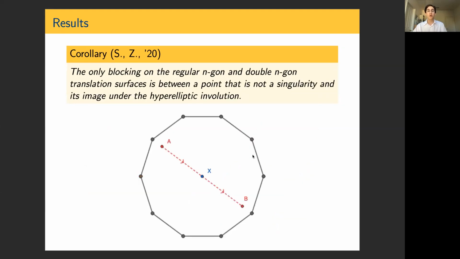We can deduce that the only blocking on the regular n-gon and double n-gon translation surfaces is between a point that is not a singularity and its image under the hyperelliptic involution. For example, for this regular n-gon here, we see that the trajectory going straight from A to B is blocked by the point x, but our result tells us that A and B are actually finitely blocked, including for all the other possibly infinite number of trajectories going from A to B that we haven't drawn in the diagram.